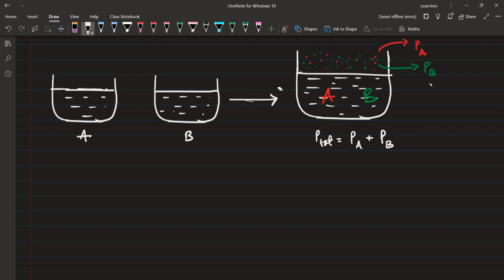Is it clear till here? Yes or no? The total pressure above the solution will be the pressure that is applied due to the vapors of A and the pressure that is applied by the vapors of B. Make sense? Now let us see what is PA.